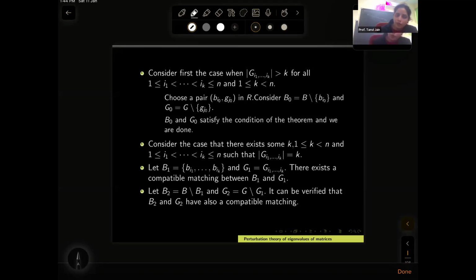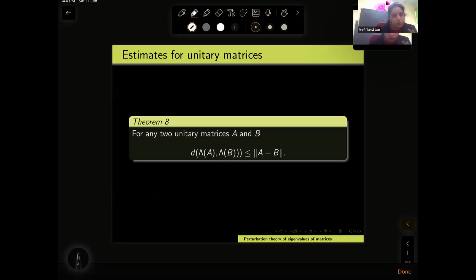And now one can check that B minus B1 and G minus G1 will also satisfy the Hall condition. There is a small two-line detail in this case that I have not mentioned. So B minus B1 and G minus G1 will also satisfy the condition. There will be a compatible matching between B minus B1 and G minus G1. Combining B1, G1 and B minus B1, G minus G1, we will have the compatible matching between B and G. So we have a way out to match compatibly.